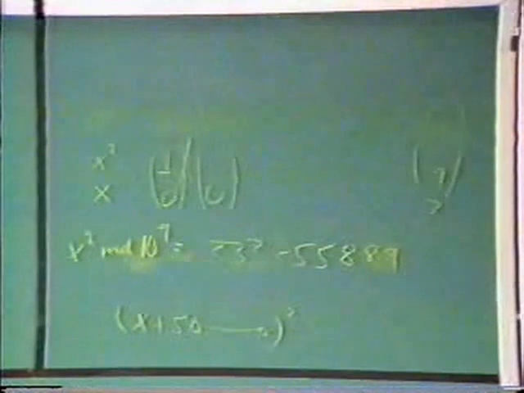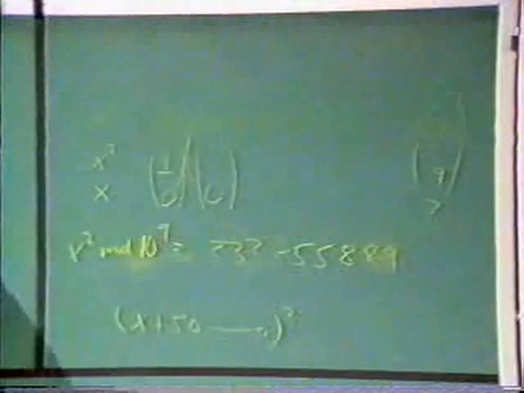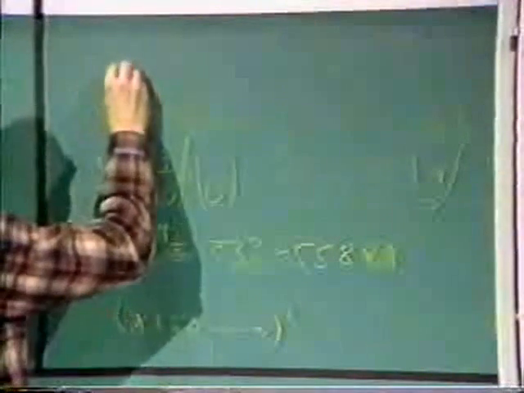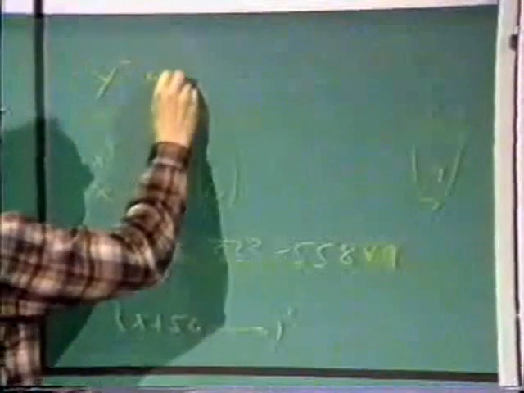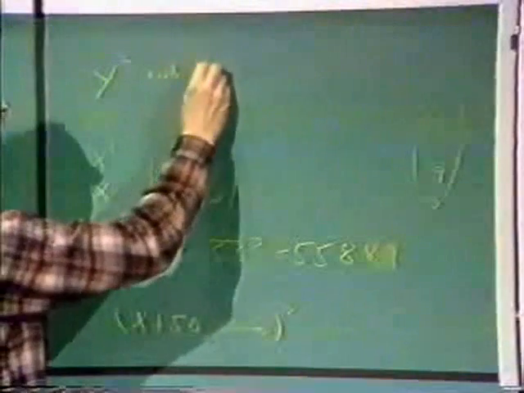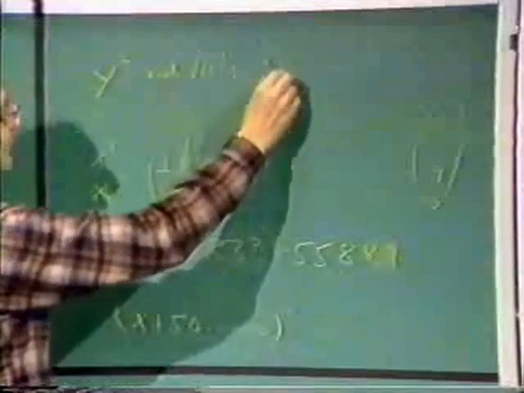Now, there are the other ones, which I don't expect to be so obvious, but it turns out that there's a number y, where y is definitely not 1, and y squared mod 10 to the 9th is equal to 1.